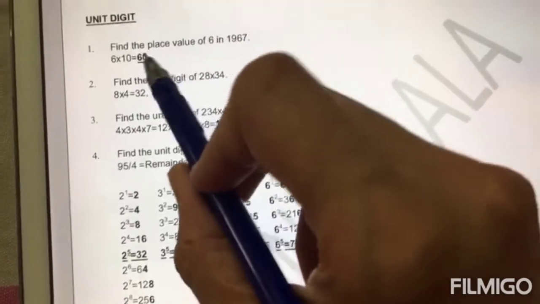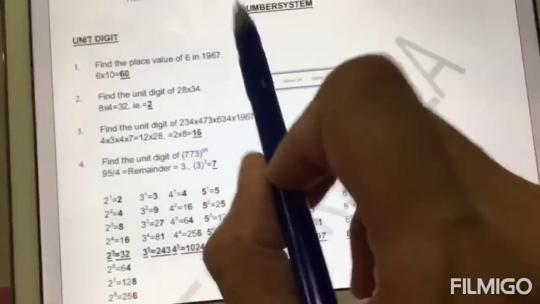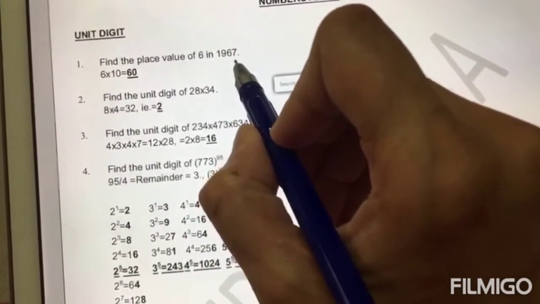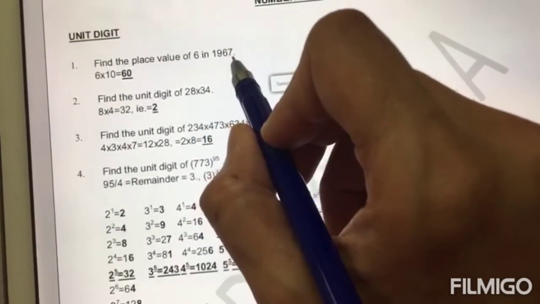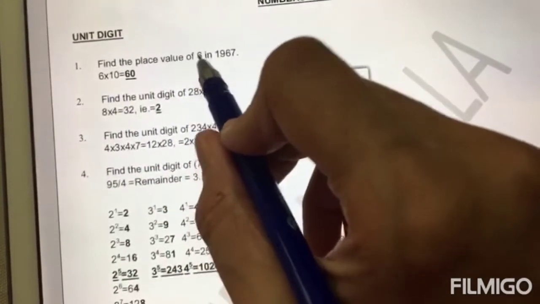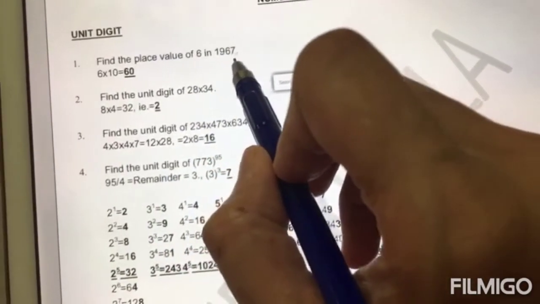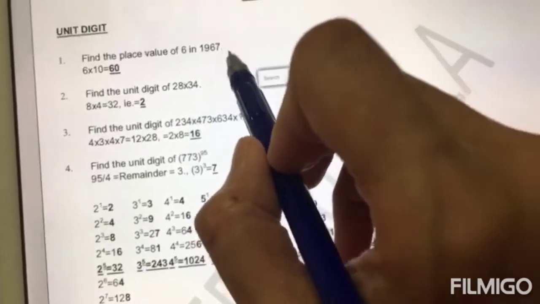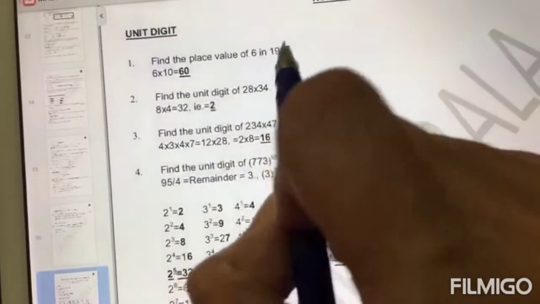Okay. So find the place value of 6 in 1967. Place value means we have to first identify which digit is 6. 6 is in the tens place. So the place value of 6 is 6 into 10, which is 60. Suppose they had asked for the place value of 7, it is in the units digit, or the ones place. The place value of 7 would be 7 into 1, which is 7.